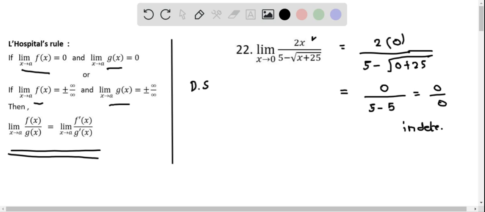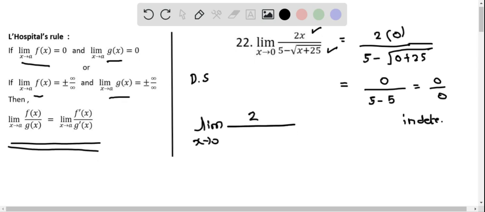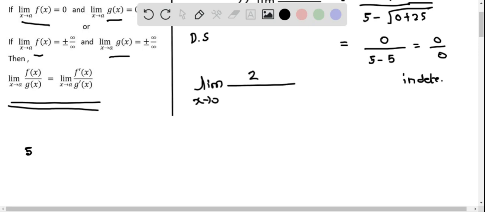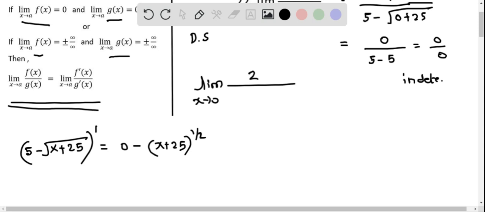So we have to find the derivative of 2x as well as the derivative of 5 minus square root of x plus 25. So I put limit of x approaches 0. Derivative of 2x is 2, and divided by, let me do the derivative of 5 minus square root of x plus 25 over here. It is under the root. So here we have to find the derivative of 5, which is 0, minus the derivative of the square root function. This could be written as x plus 25 raised to the power of 1 by 2, and we have to find the derivative. So let's do that.